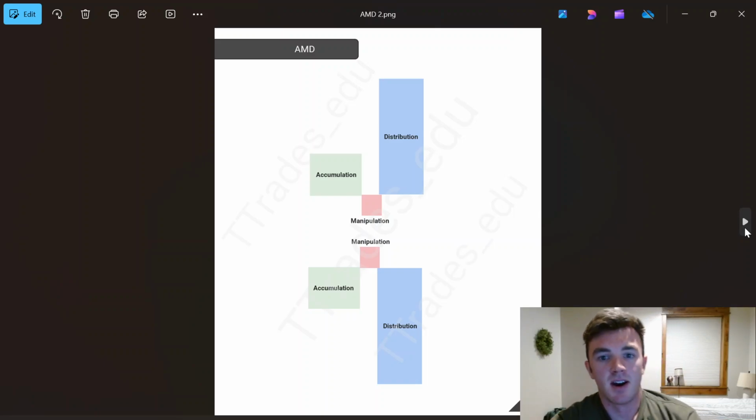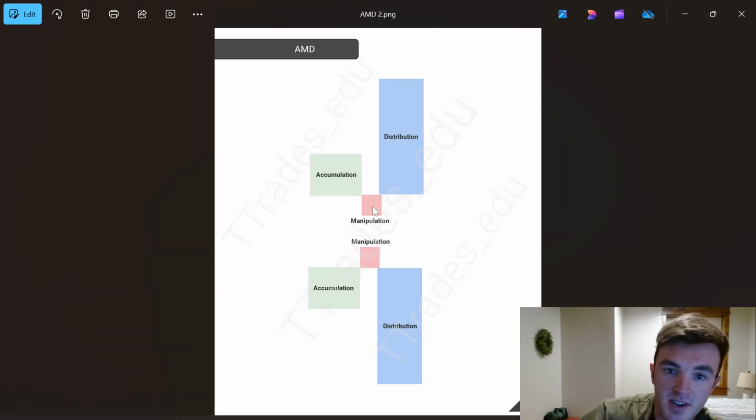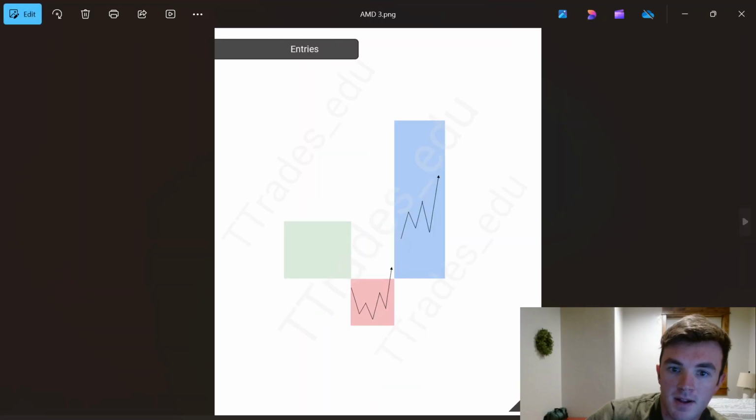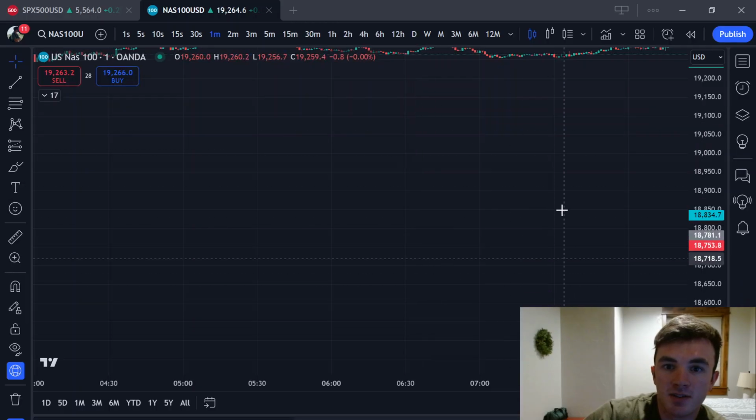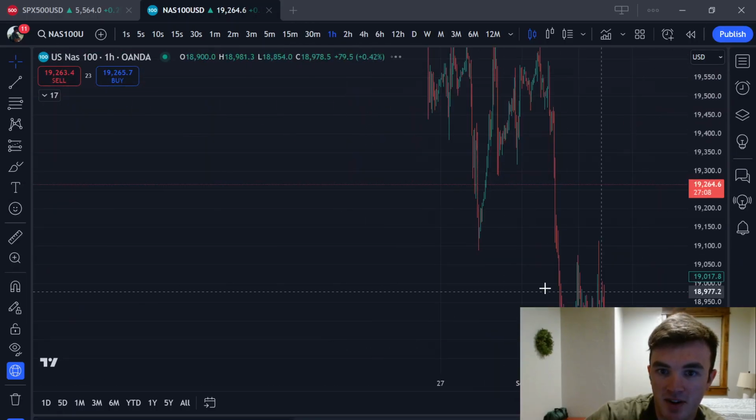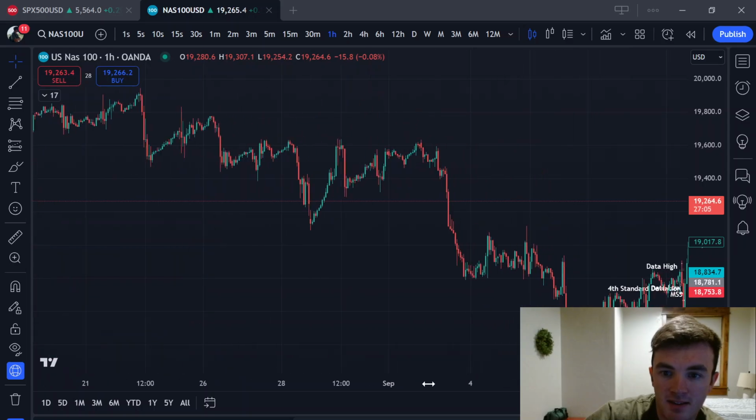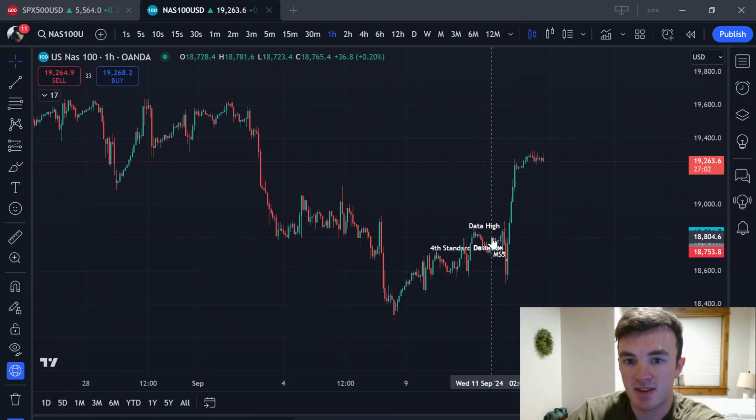Now, like I said, you have an accumulation range, manipulation into a key level, and then distribution, not just to the other side of the range, but oftentimes way past the range. Accumulation, manipulation, distribution. So let's go through an example. You might have also heard of this as a market maker buy model, and essentially it's the same thing.